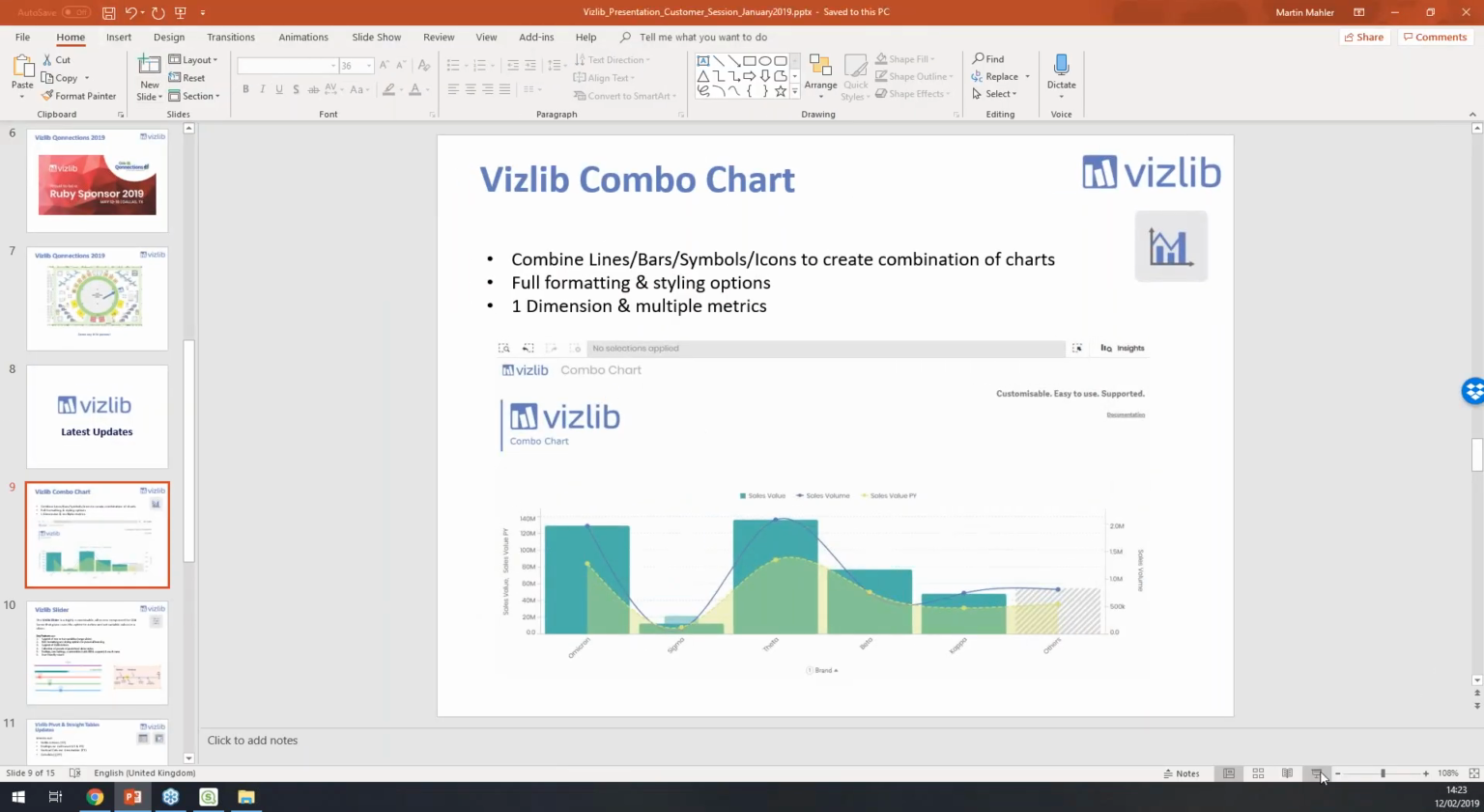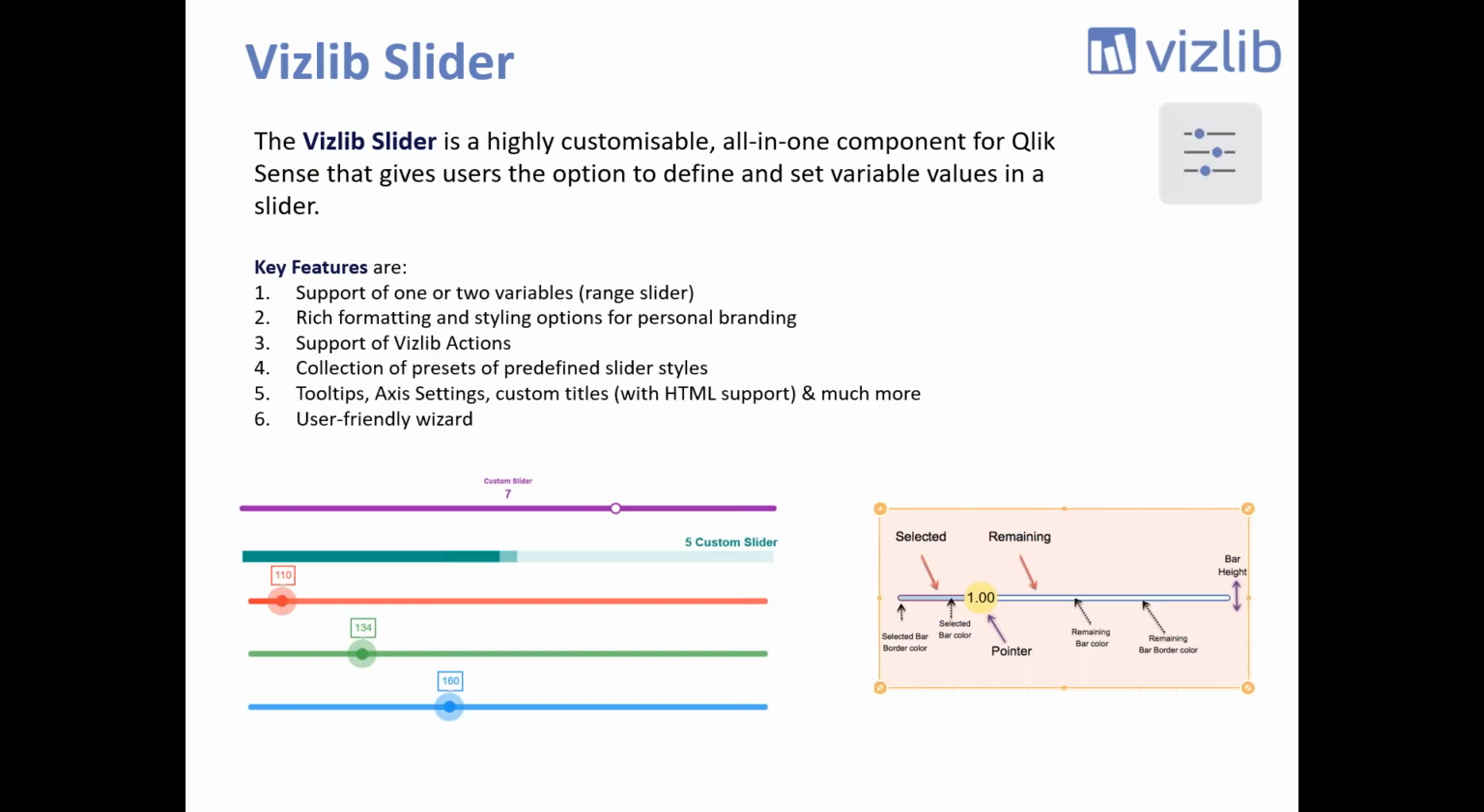So this was the combo chart released mid-January, and less than 4 weeks later, we will be releasing the Vizlib slider. The Vizlib slider is a control component. For those of you who've been using Vizlib extensively, we also do extensions which are there to improve the user experience, such as a slider allowing you to set a variable or a date or a range of variables, and to use this either to set some values on the dashboard or to do a sensitivity analysis and whatnot.